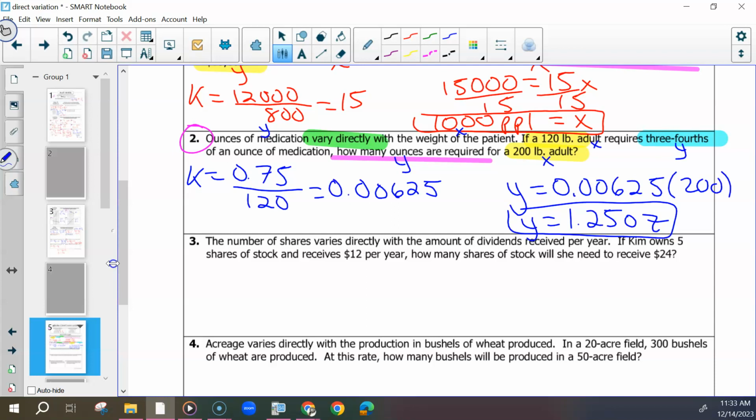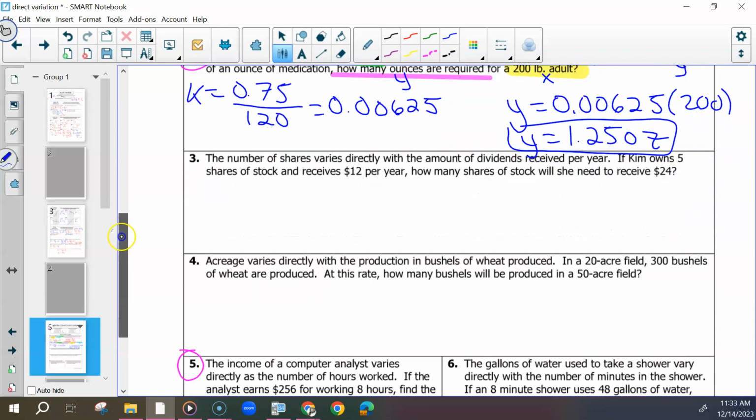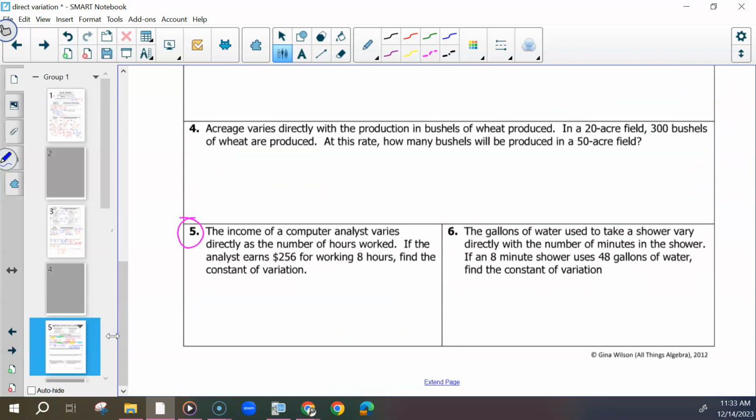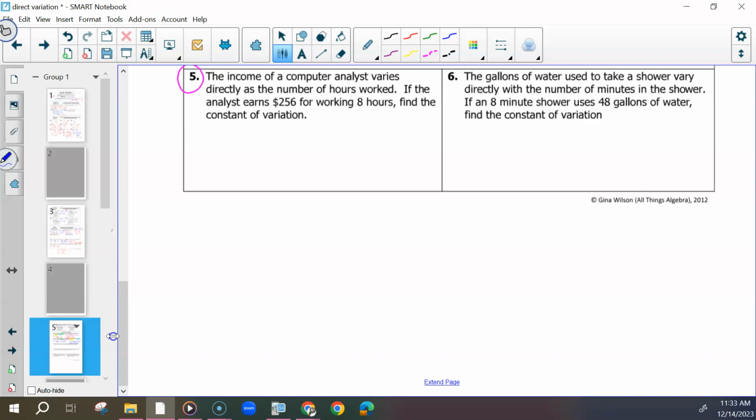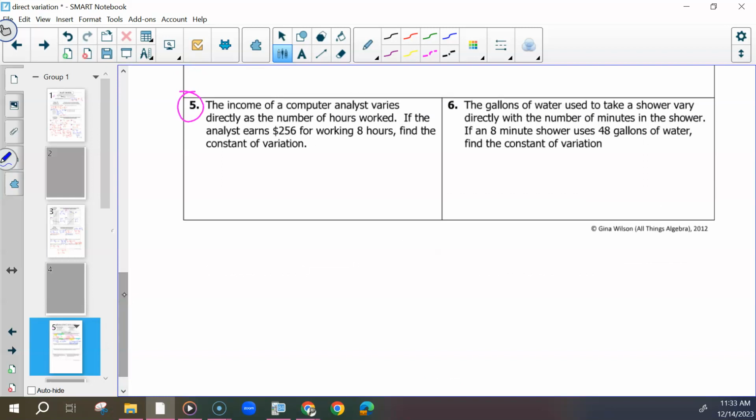We're going to do one more of these, and then any you guys want to see, then you'll have time to practice. Let's skip down to number 5 and read this together. The income of a computer analyst varies directly as the number of hours worked. If the analyst earns $256 for working 8 hours, find the constant of variation.